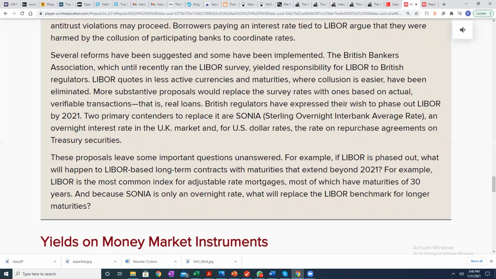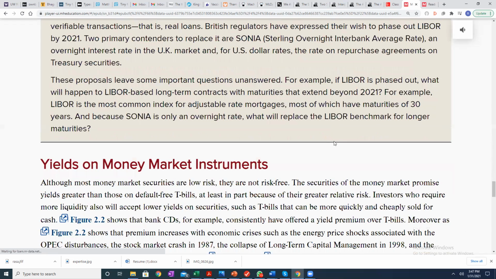Several reforms have been suggested and some have been implemented. The British Bankers Association, which until recently ran the Libor survey, yielded responsibility for Libor to British regulators. More substantial proposals would replace the survey rate with one based on actual verifiable transactions. The Sterling Overnight Interbank Average Rate and the Treasury securities rate will replace Libor pretty soon.